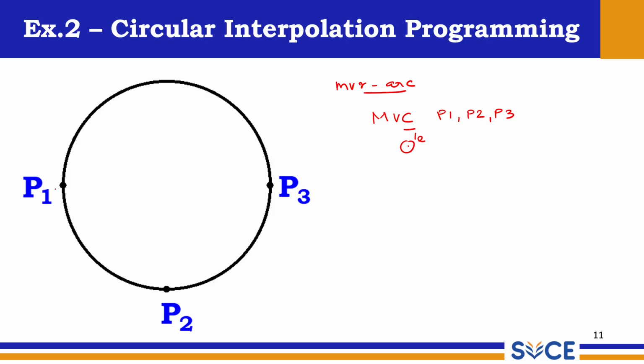P1 is any point on the circumference. P2 will be the passing point and P3 will be the diametrically opposite point. This is very important. Whenever you draw a circle, the software calculates the distance between P1 and P3 as the diameter, and half of it is considered the radius.